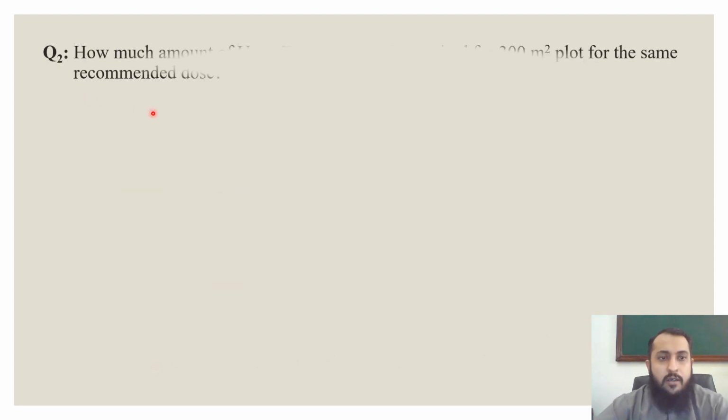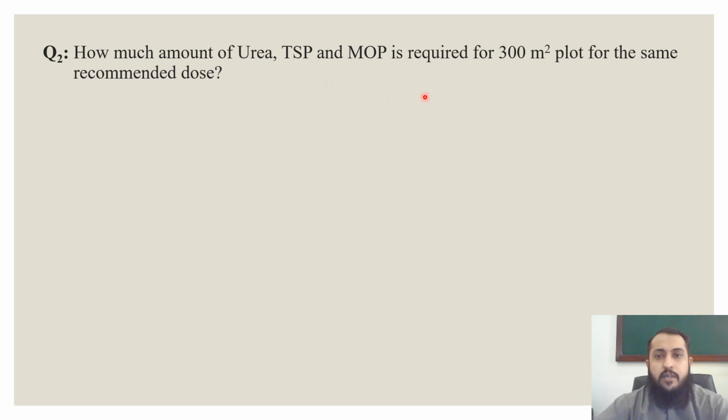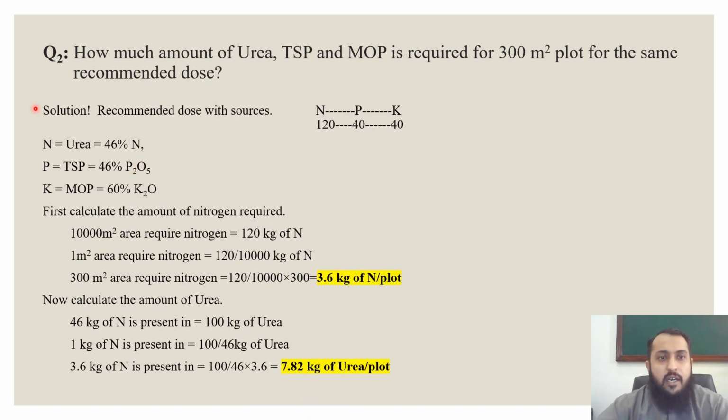The second question is how much urea, TSP, and MOP is required for 300 square meter for the same recommended dose. So in this question, the recommended dose is the same as used in the first numerical, whereas the only difference is the area. In this case, the area is 300 square meter. Again, all the sources are the same: urea, TSP, and MOP. Just TSP is different from the SSP which was used in the first numerical. All the method is the same.